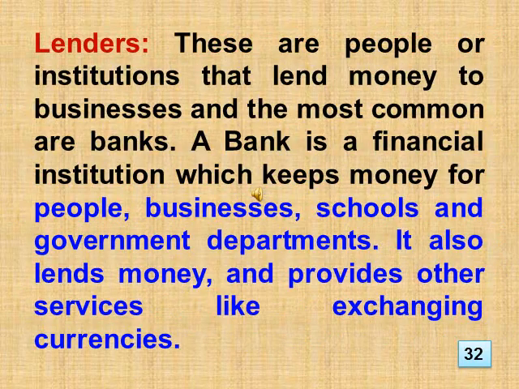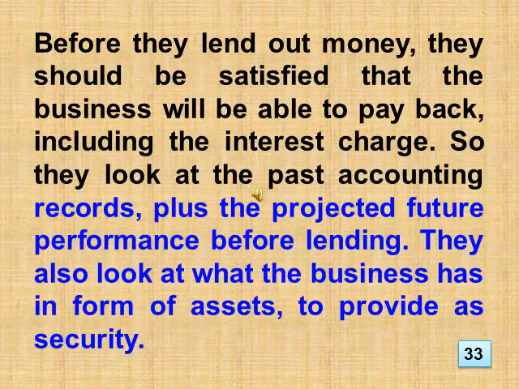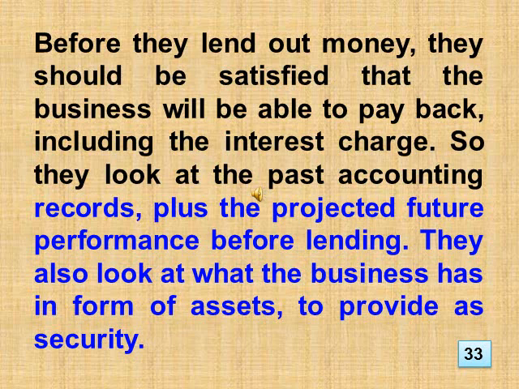Lenders. These are people or institutions that lend money to businesses, and the most common are banks. A bank is a financial institution which keeps money for people, businesses, schools and government departments. It also lends money and provides other services like exchanging currencies. Before they lend out money, they should be satisfied that the business will be able to pay back, including the interest charge. So they look at the past accounting records, plus the projected future performance before lending. They also look at what the business has in form of assets to provide as security.